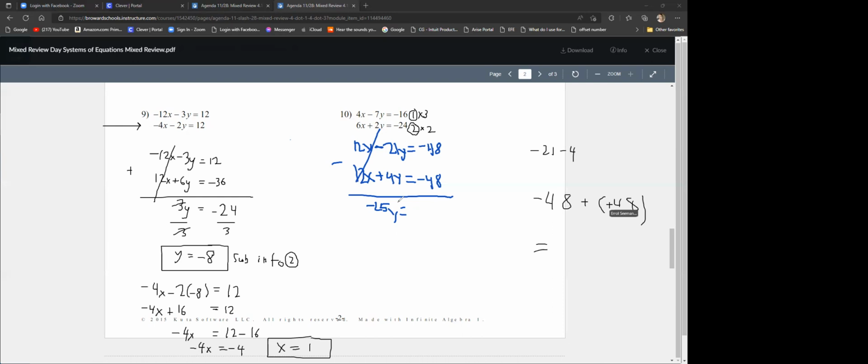What's negative 48 plus 48? I thought we were subtracting 48. We're subtracting though. Remember, we're subtracting a negative, double negative, so this will change to positive. It's 0. So negative 25y equals 0. Okay, so what's y? y equals 0. Write y equals 0 and then put it in a box.